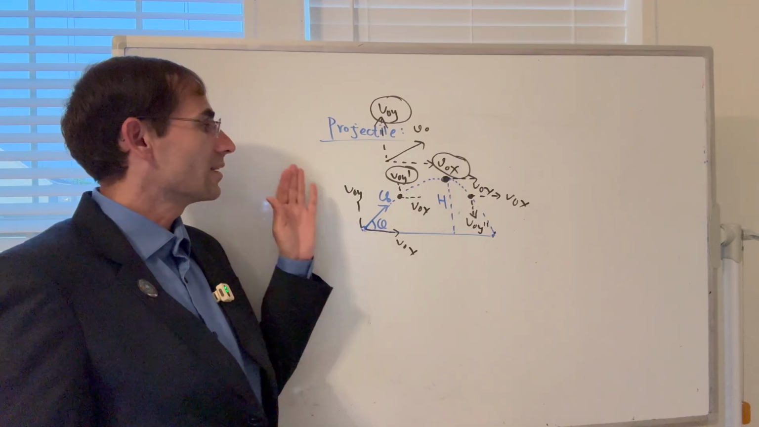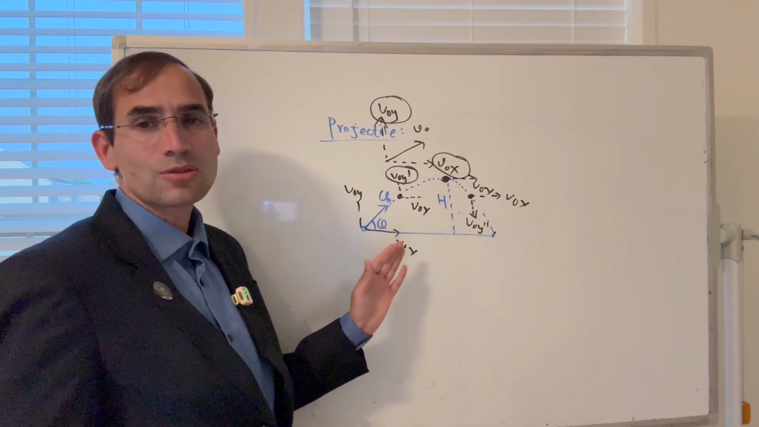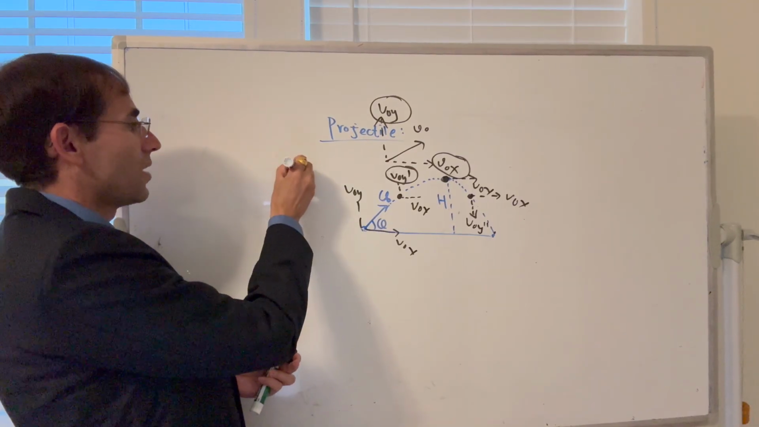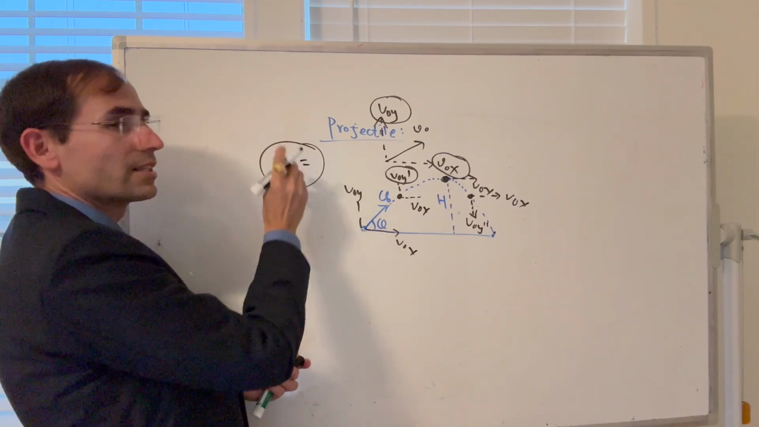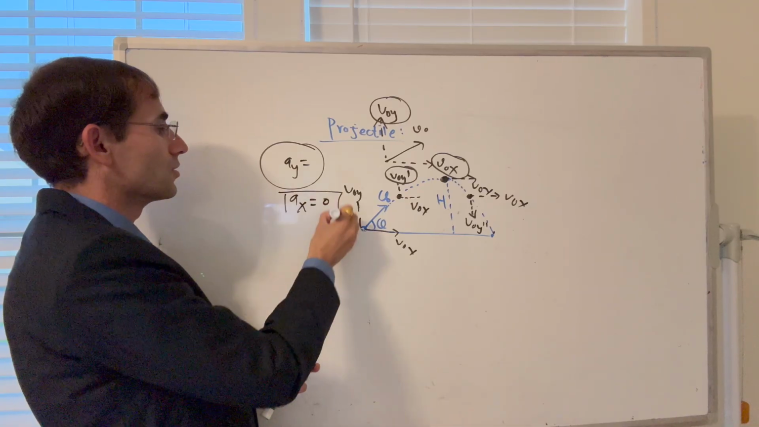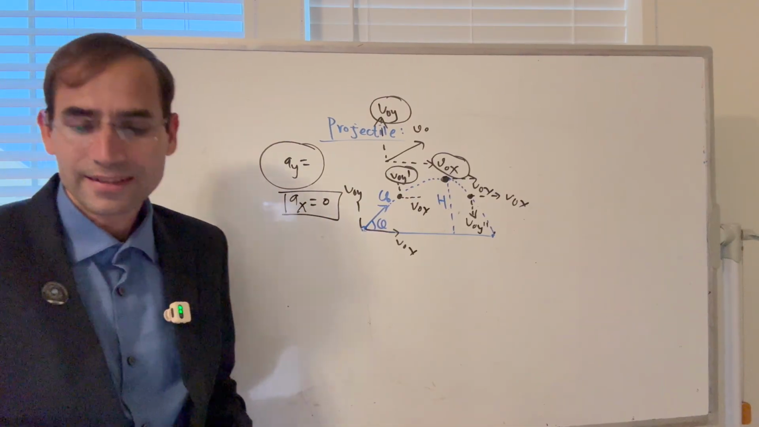That's why, since the vertical velocity changes, the vertical acceleration ay, the acceleration along the y direction, will have a certain value. But the horizontal acceleration is 0 because there is no change in velocity in the x direction.